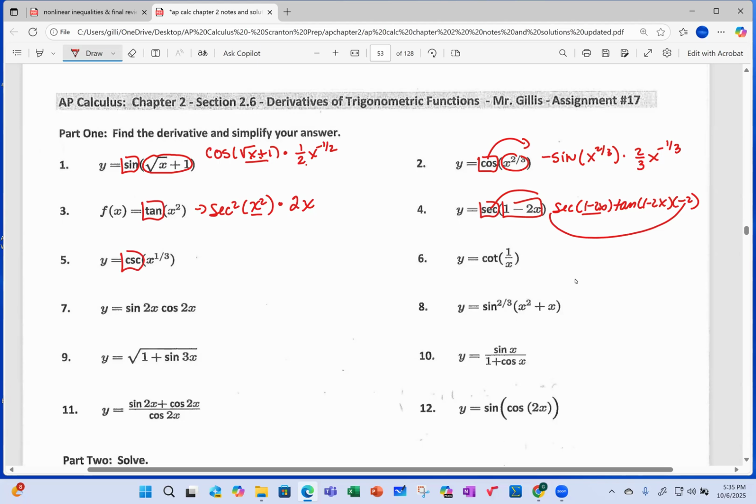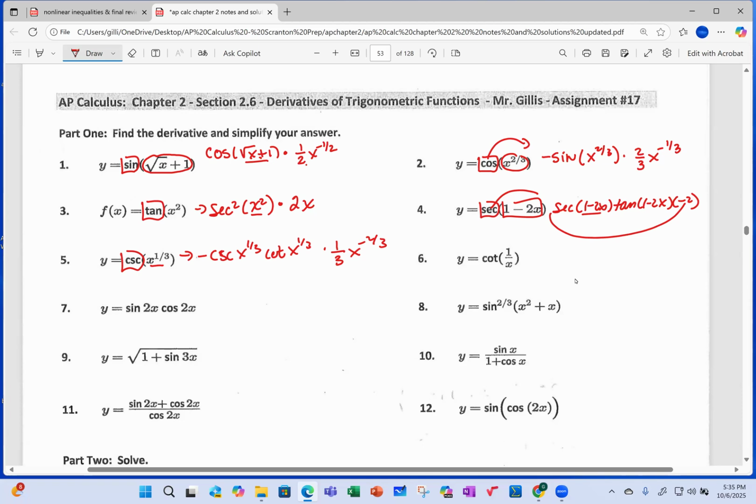The derivative of cosecant is negative cosecant u, cotangent u. So we just rewrite that x to the 1/3 there twice. But the derivative of that inside is a power rule. So it's 1/3 x to the -2/3.